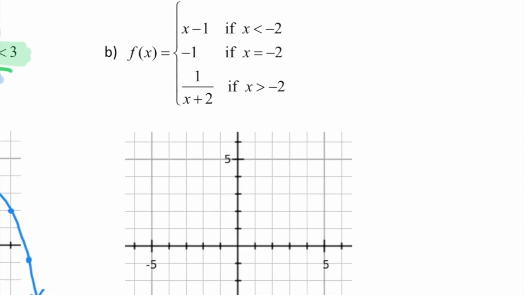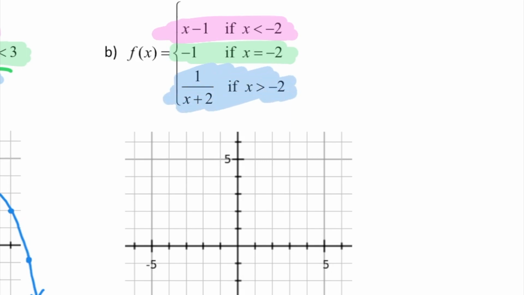Graph here. Again, I'm going to color code it for you so that the first piece I'll have in pink, and the second piece I'll have in green, and that third piece then I will have in blue.